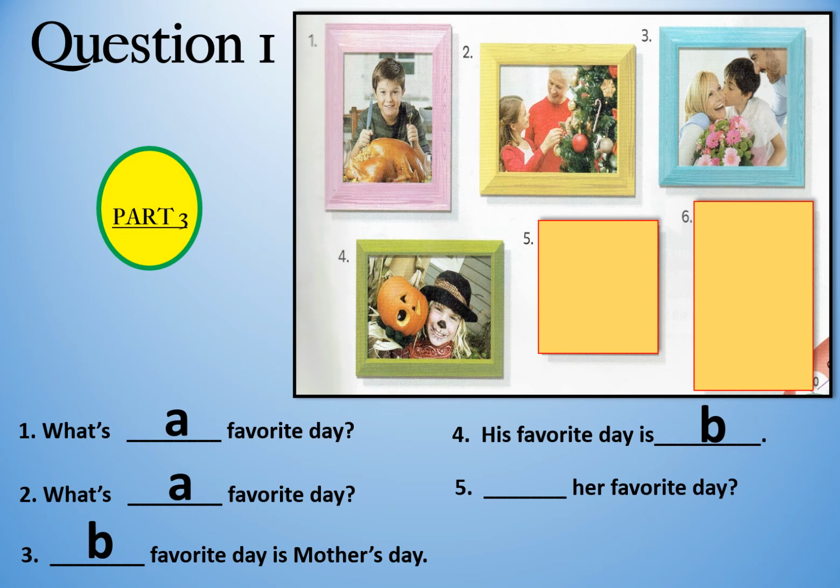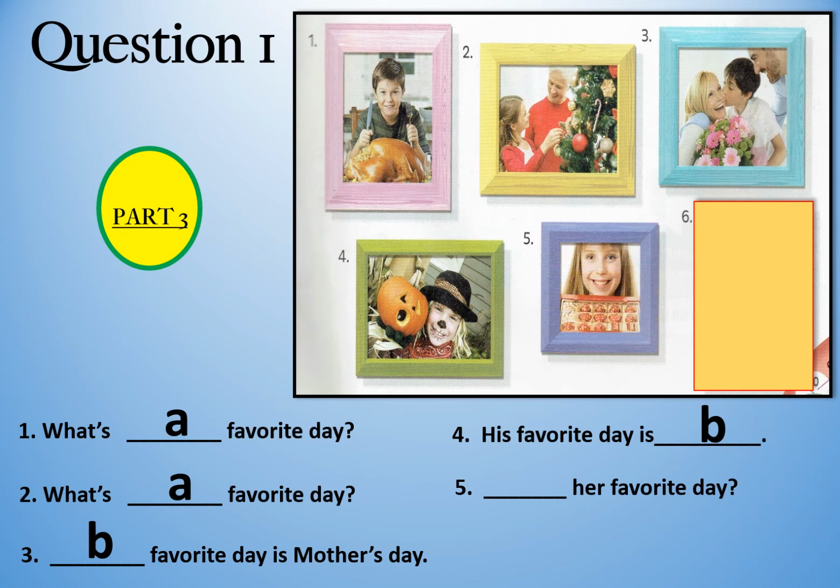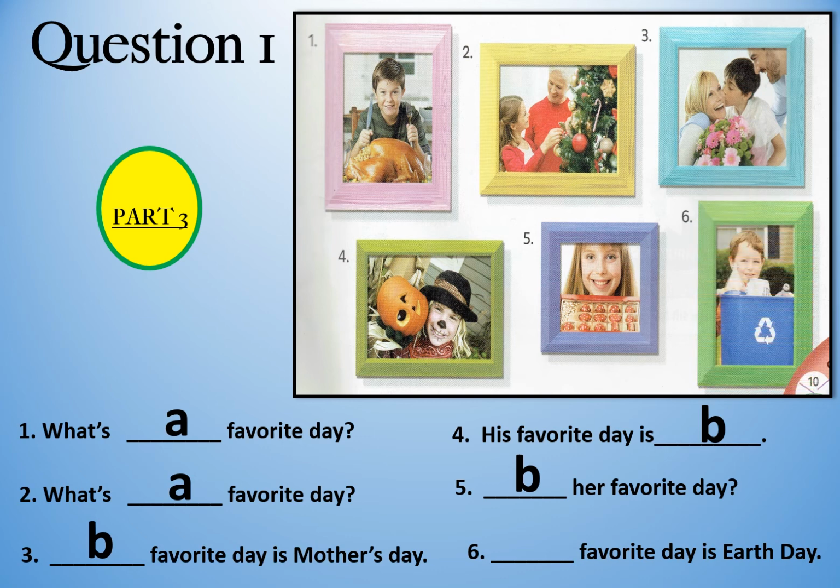Number 5, her favourite day. The answer was B, what's, not what, what's. What's her favourite day? Number 5, B. And number 6, favourite day is Earth Day. It's a boy. It was A, his. Number 6, A. His favourite day is Earth Day. Okay, check your paper with your pencil now, please. Thank you.